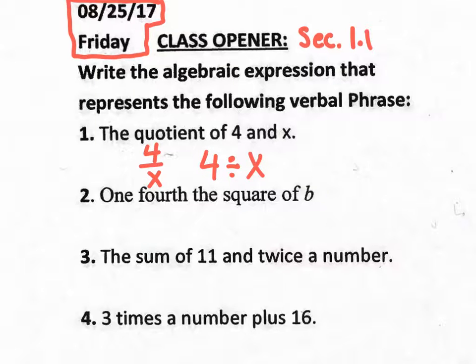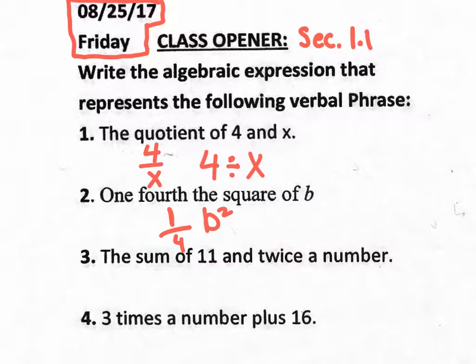Number 2, 1/4 the square of b. So 1/4 is the fraction 1 over 4, and then the square of b. Okay, 1/4 the square of b. So that means b squared, or b to the second power. So that's really 1/4 times b squared.